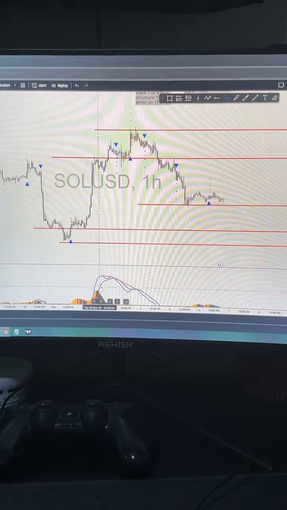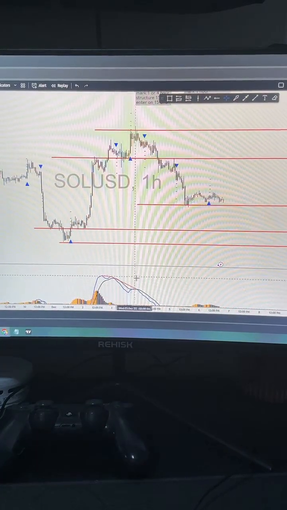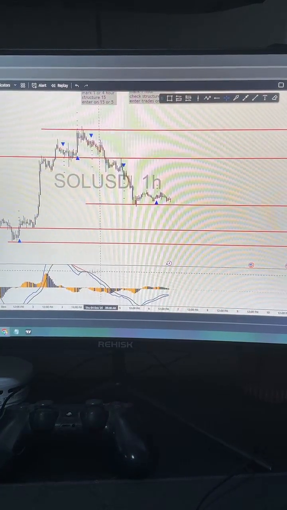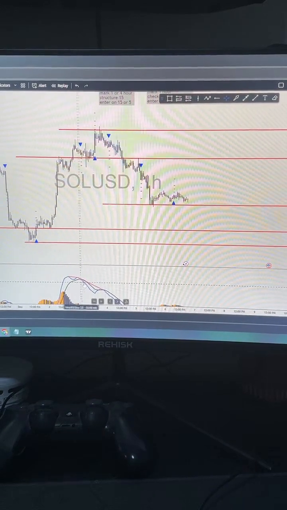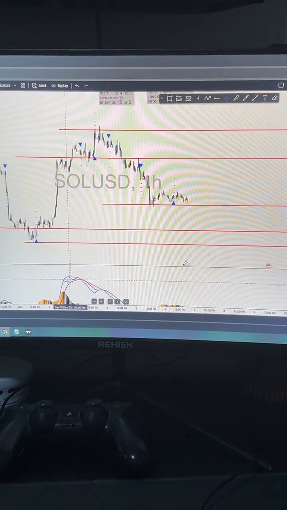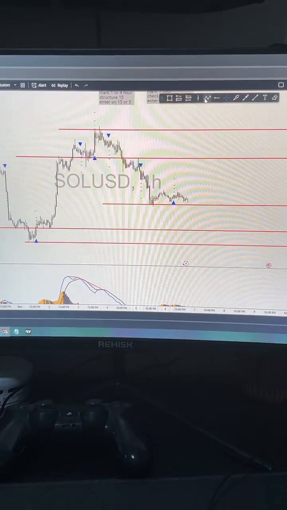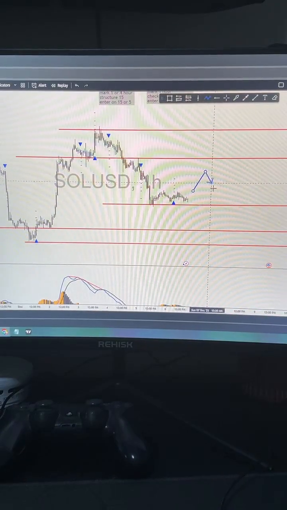You want to have a smooth cross. That's what I forgot, I'm sorry. But you want to have a smooth cross with the MACD lines. You want it to be smooth. You don't want it to be sharp. What I mean by sharp is you don't want the MACD to look like that with a cross. That's not what you want.